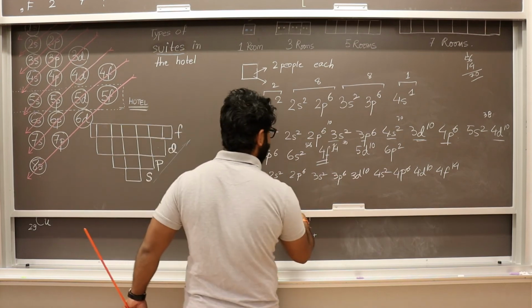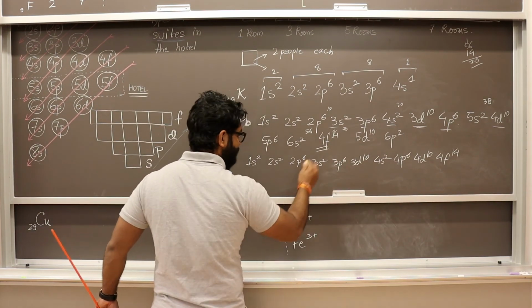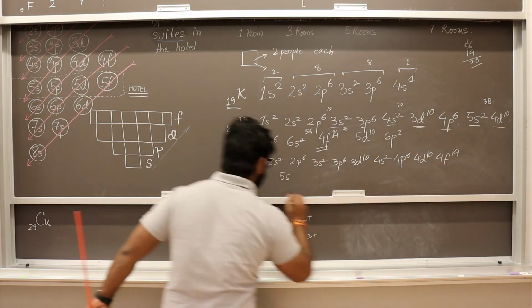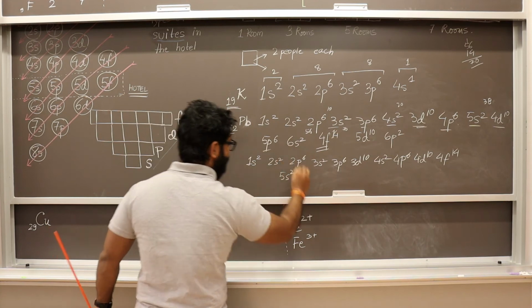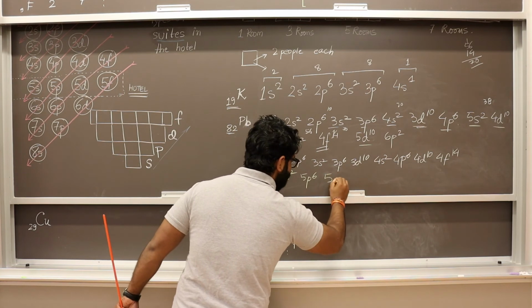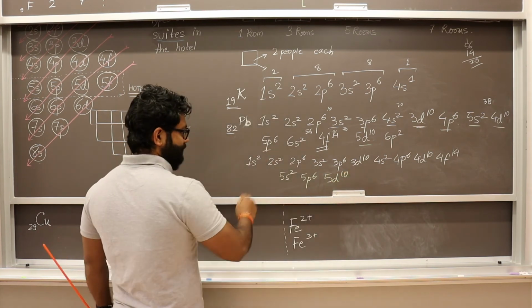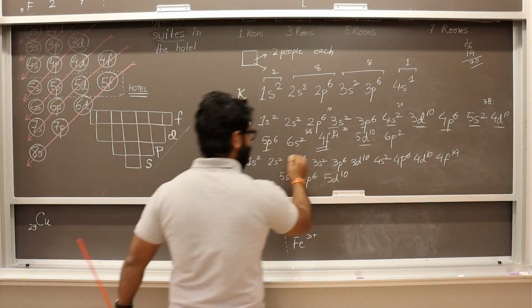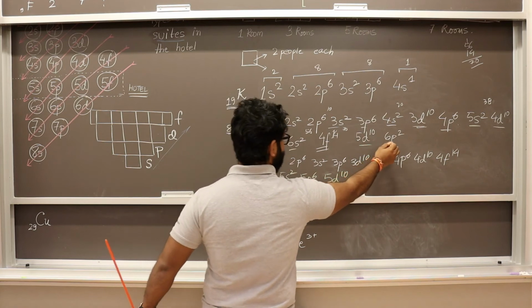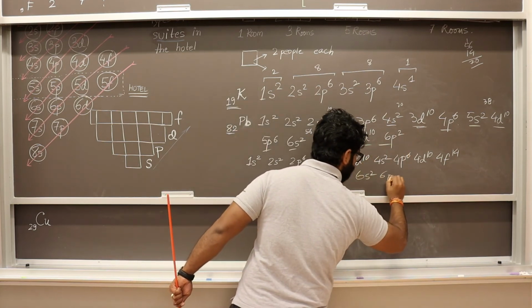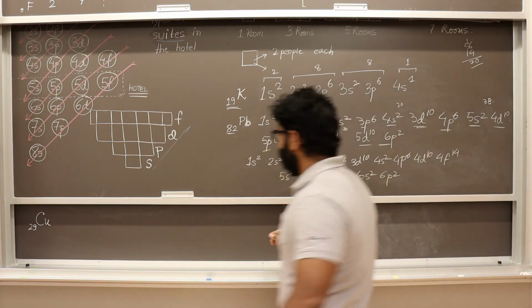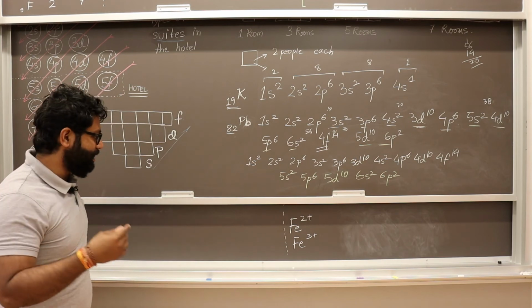Then we move on to 5. We have a 5s2, a 5p6, a 5d10, 5 is all taken care of. We move to 6, 6s2, and 6p2.